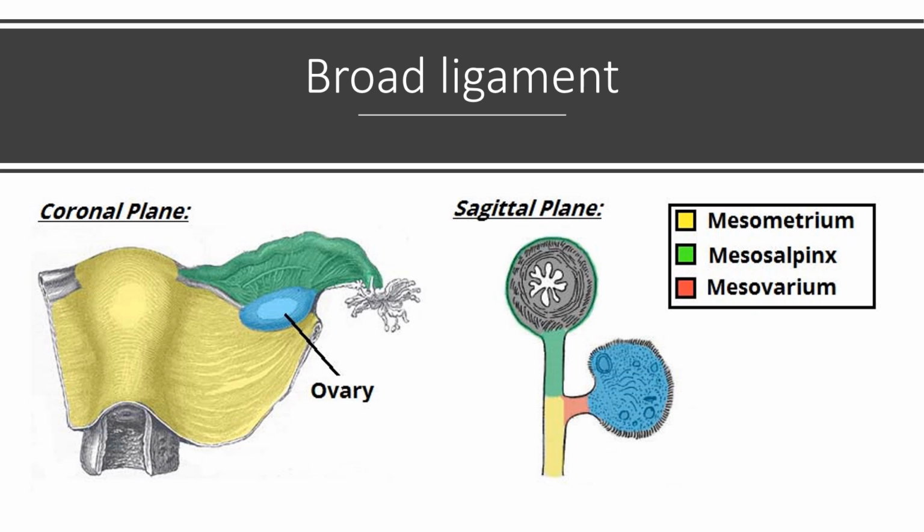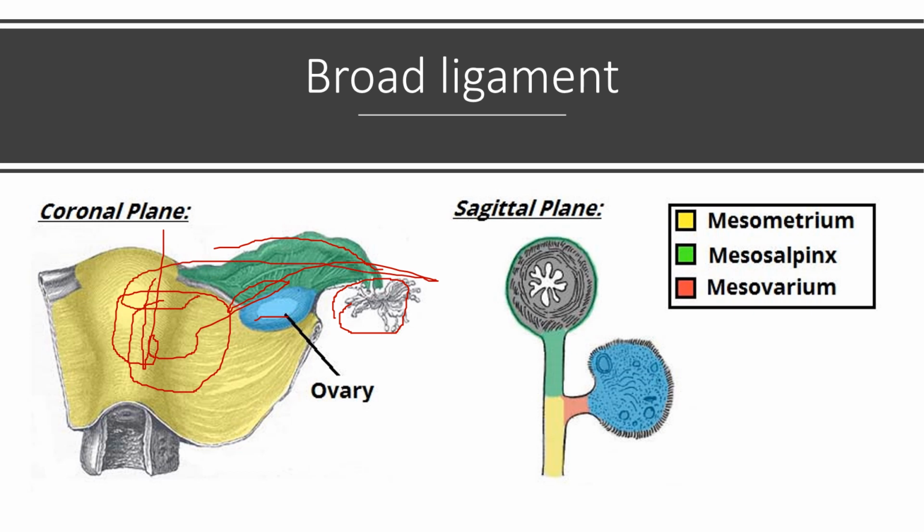This is another view. This is the coronal plane. This is the ovary. This is the fallopian tube. This is the uterus, body of the uterus. And this is the fimbriae of the uterine tubes. And this is the broad ligament. This whole part is the broad ligament, and it has three parts.